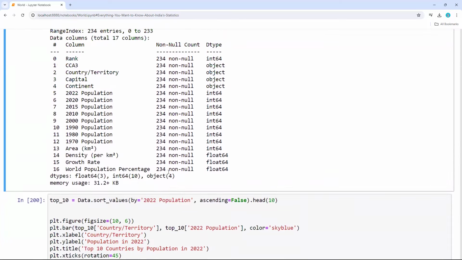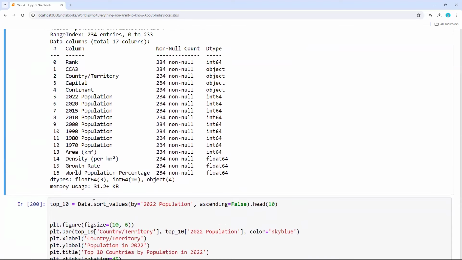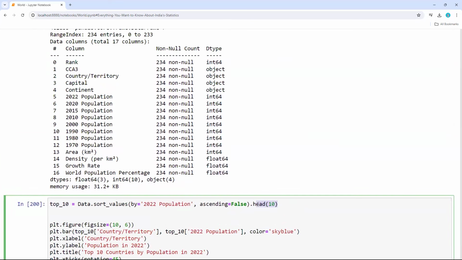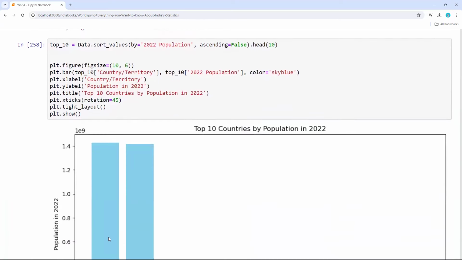So if I wanted to look at the top 10 countries, I just take this data and sort it. I have to sort it by 2022 population because this is my latest population data, and I wanted the top 10, so that is why I applied head. So this is for the top 10 countries. We're going to look at India soon. If I run this, I'll be able to see the top 10 countries by population.